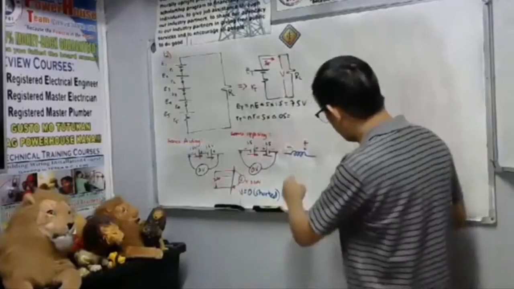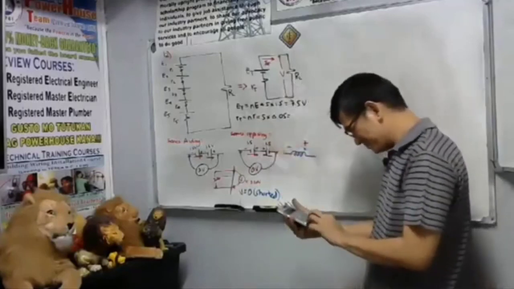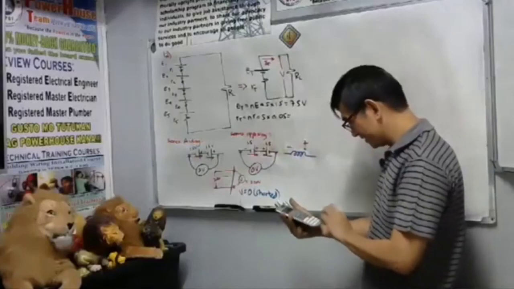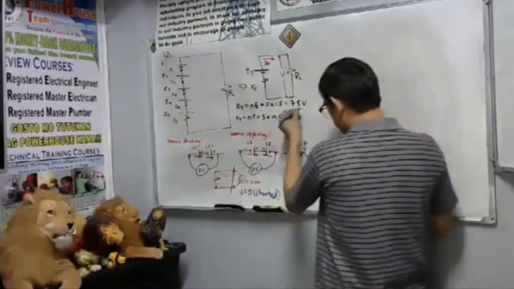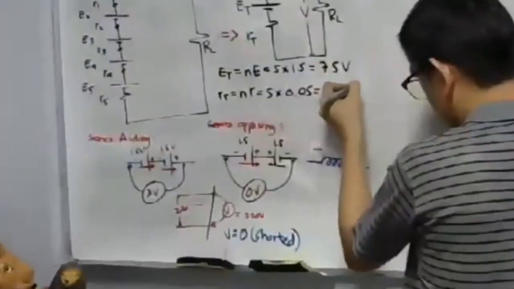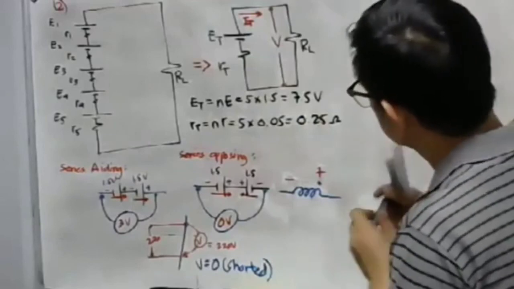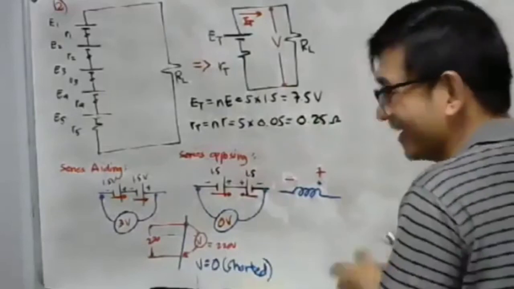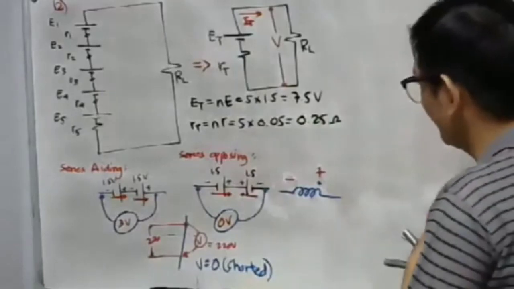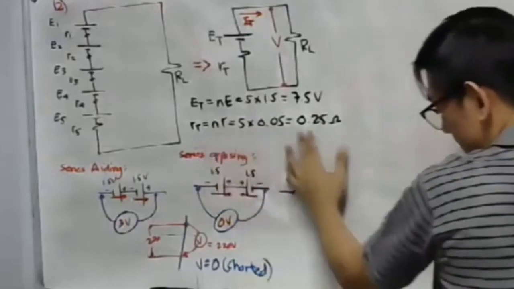Okay, so again, 5 times 0.05. So the answer is 0.25. 0.25 ohm. We are just about halfway through our topic. It's already 12 noon, but we will continue this. Don't worry, we will finish this topic.